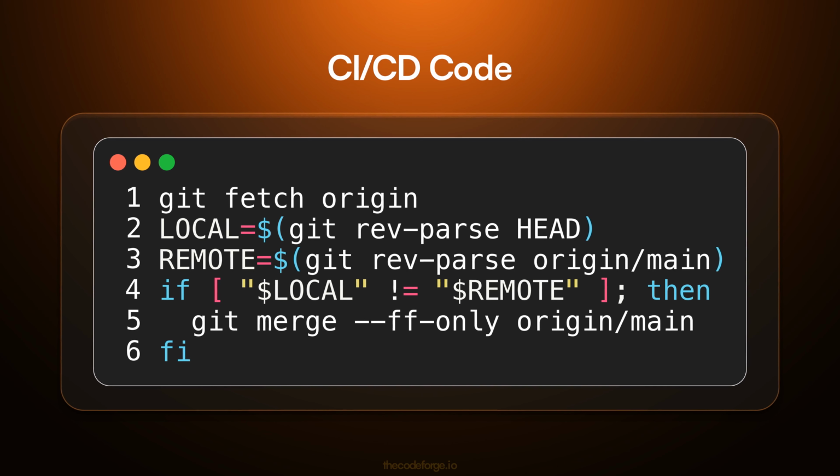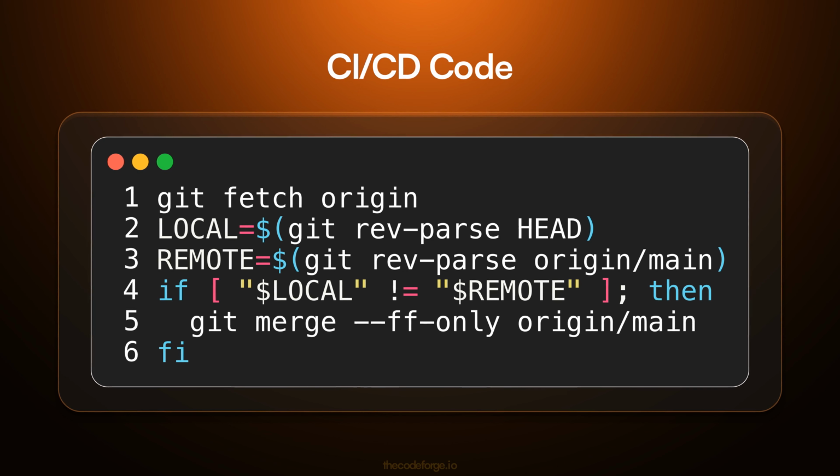Here's a safe CI/CD pattern. Fetch, then compare the local and remote heads. If they differ, do a fast forward merge. This avoids creating merge commits.